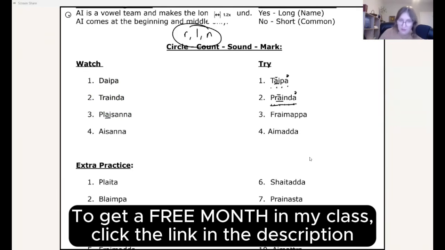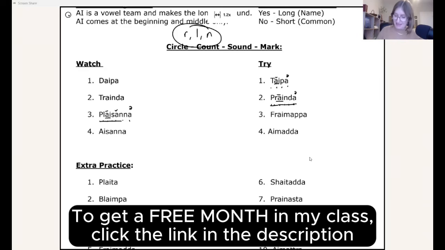Here's our AI that our subconscious is picking up as one unit, which makes one sound. What sound is this A going to make? Ah, right? Because the next 2 letters are consonants. A at the end makes the schwa sound. Here's another 2-letter consonant blend with an L right there. Make sure we grab that sound. P, L, A, S, A, N, A.